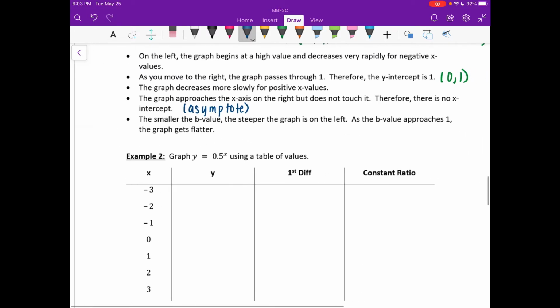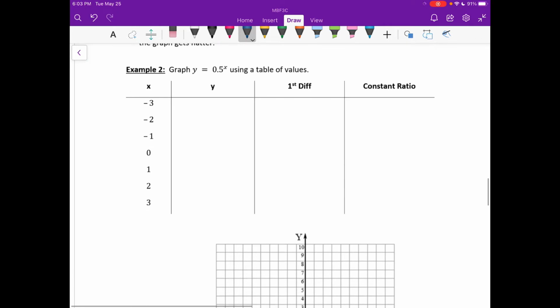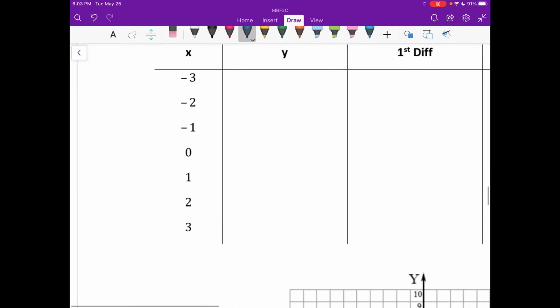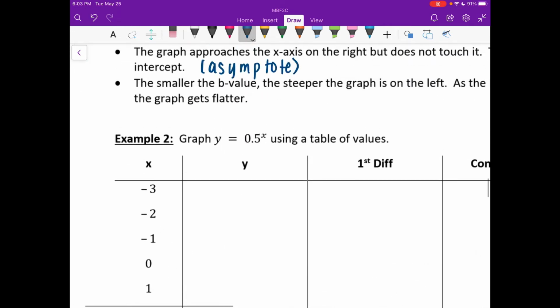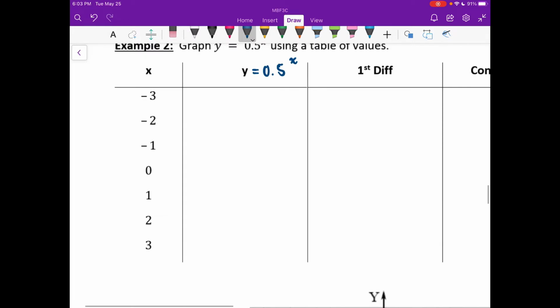The smaller the b value, the steeper the graph on the left, right? As b approaches 1, the graph gets flatter and flatter until at 1 it is just fully flat. So let's try to do our equations for this one. Now we have 0.5 to the power of x. You can also write this as 1 over 2 to the power of x. I like to just always have them in the fraction form. I find it easier to do the math.